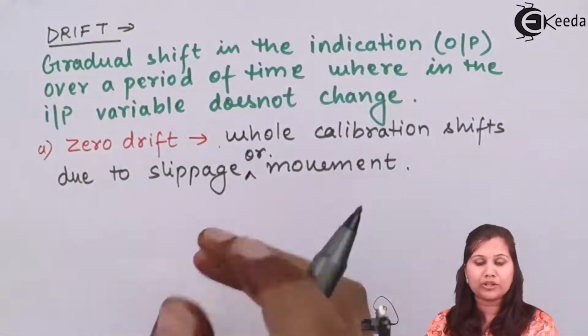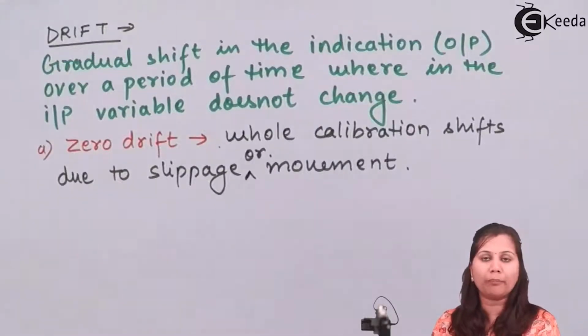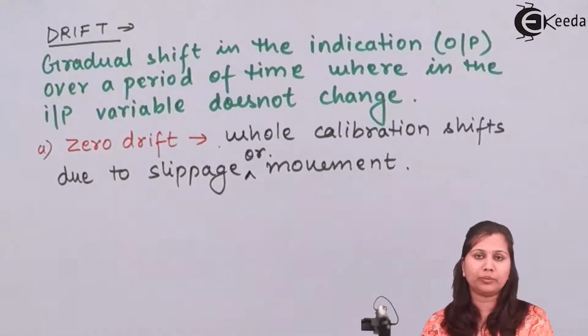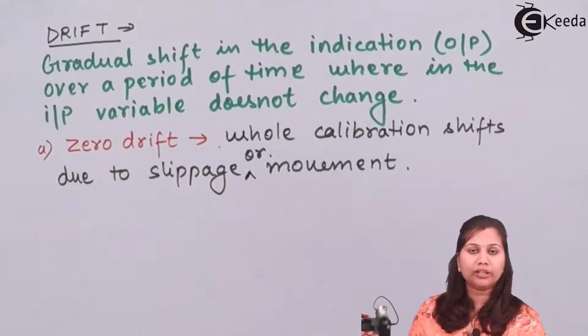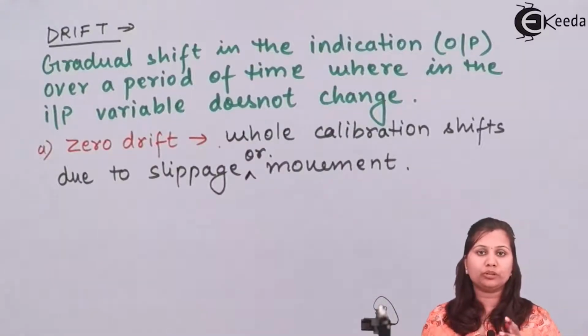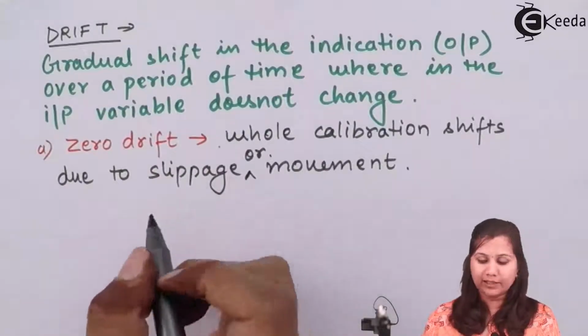So the whole calibration shifts due to slippage, or due to the movement, or due to the warming up of the electronic circuits. Like for a long time we are doing the measurement, and continuously the electricity is being provided to the instrument. So due to the warming up of the electronic instruments, the readings have changed. So that is a type of zero drift.